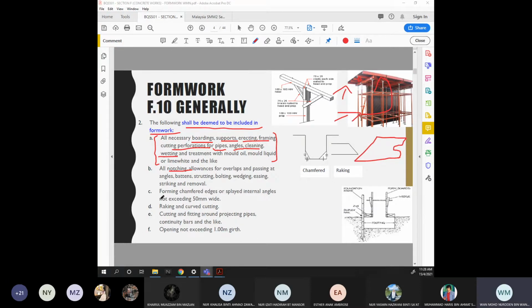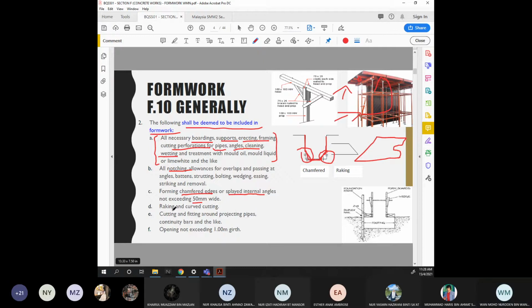Okay, B, notching tadi, saya tunjuk tadi. And then C, forming chamfered edges. Chamfered ni kawasan tepi ni kan, bentuk dia chamfered macam ni. Chamfered edges or split internal angles not exceeding 15 degrees, 50 mm wide. Maksudnya kalau kita buat bucu lah, ada angle, katakan kita buat combo kat sini, kat tepi ni kita ada chamfered. Ataupun split, internal angles and so on. Tapi kalau dia tak lebih daripada 50 mm wide, itu dikira termasuk sekali lah sebab dia ikat pada kuantiti concrete and even the formwork is only small lah.